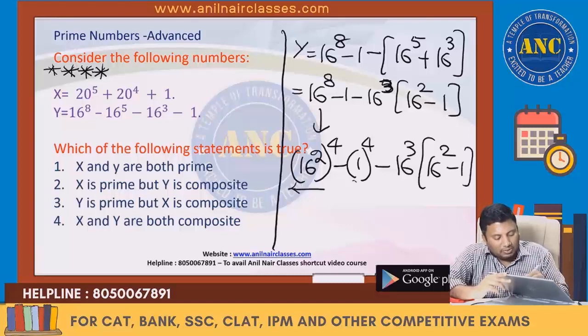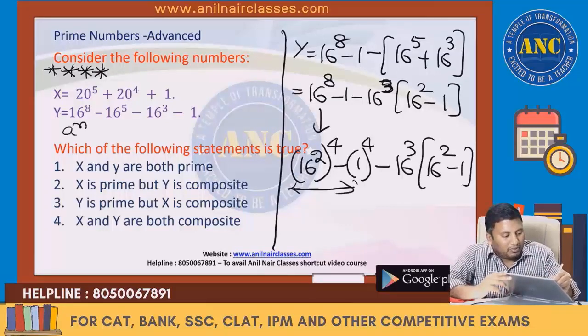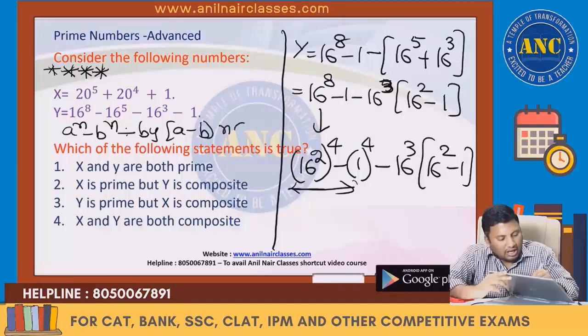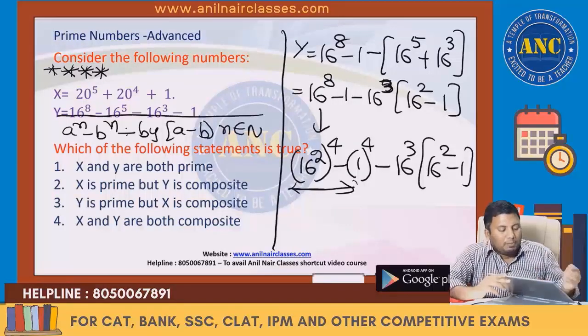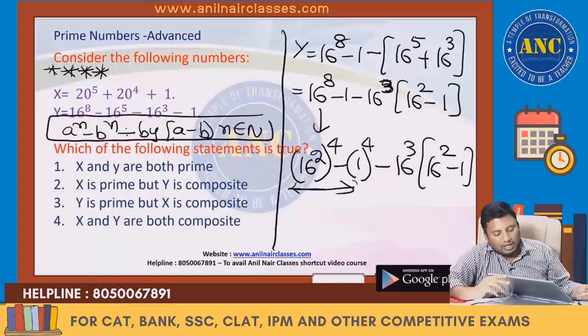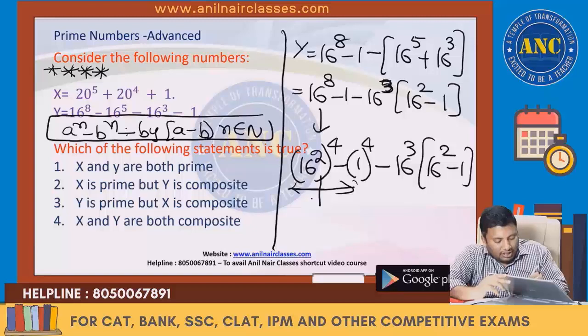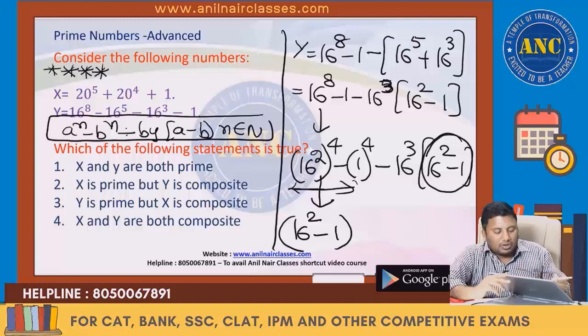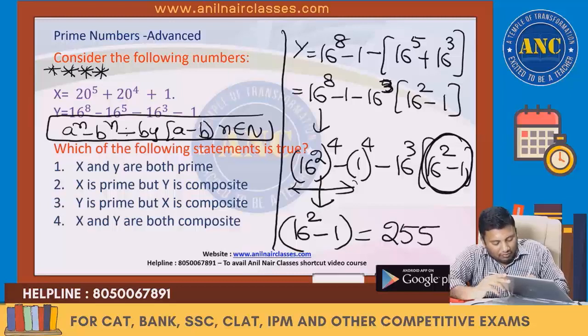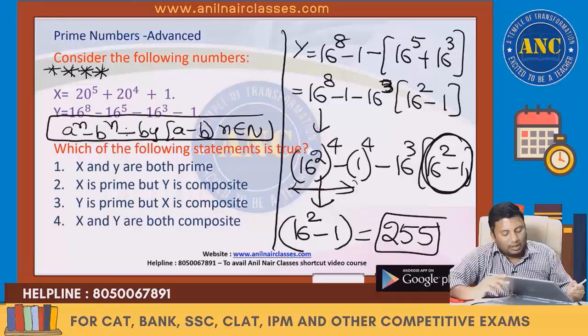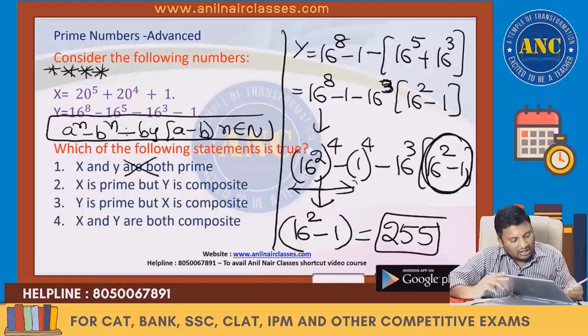aⁿ minus bⁿ is always divisible by a minus b if n is a natural number. This is divisible by 16² minus 1. This is also divisible by 16² minus 1. 16² minus 1 will come out, which is 255. A number divisible by 255 will be composite. It will be composite.